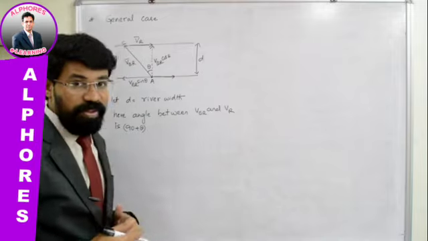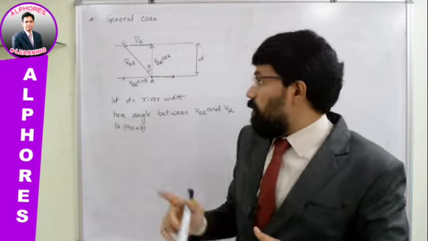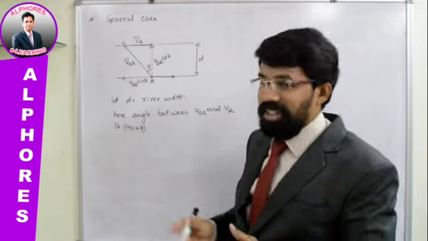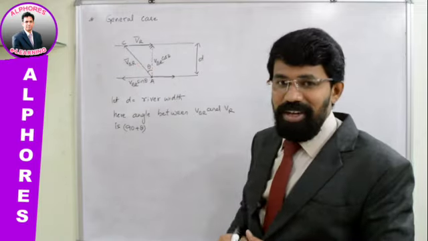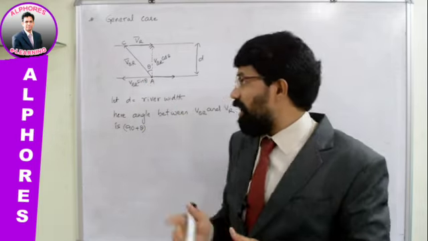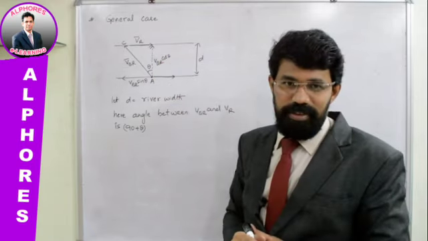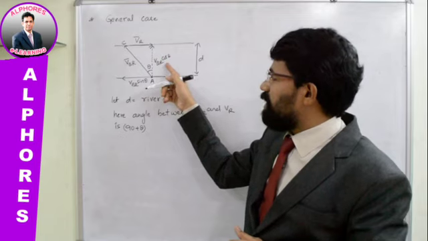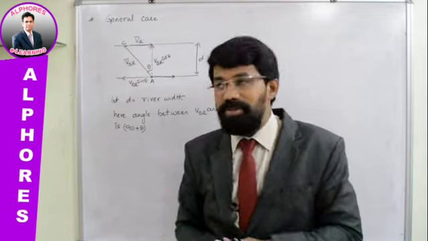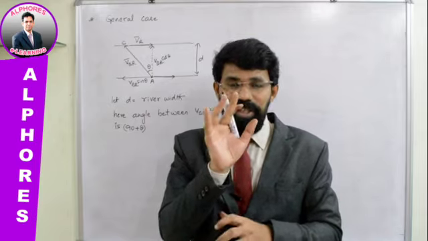Now look at this. Whatever VBR is there has been resolved into two components, and those two components are doing two jobs. One component, VBR sine theta, has to overcome VR because both are opposite in direction. So when the boat is traveling along this direction, a part of its velocity is engaged completely in overcoming VR. The other part is engaged in taking the boat to the other bank. So VBR cos theta will take the boat across the river to the other bank, and VBR sine theta is completely engaged with VR. It is supposed to oppose the river flow.